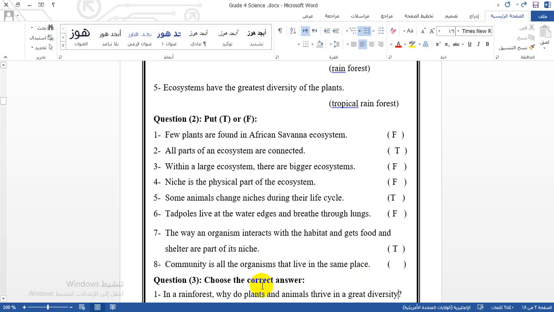Community is all of the organisms that live in the same place. It's correct. Yes, it's correct, because the community is considered to be all of the animals that live in the same ecosystem, in the same place. Like what? Like the savanna here.